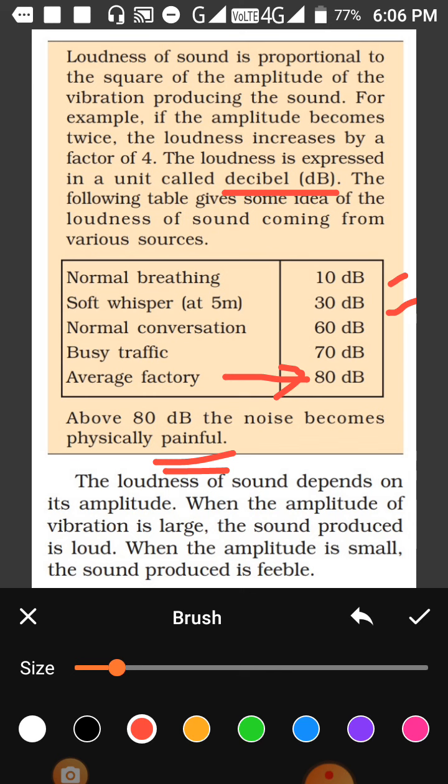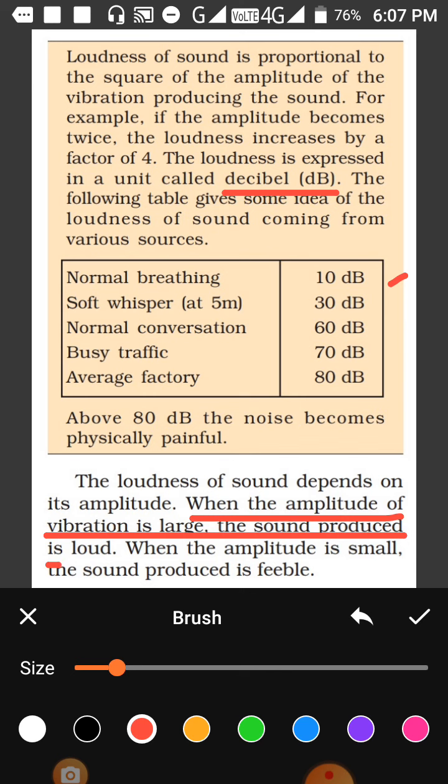The loudness of the sound depends on its amplitude. As we have read, when the amplitude of the vibration is large, then the sound produced is loud. This is important. When the amplitude of vibration is large, then the sound produced is also loud. And when the amplitude is small, then the sound produced is feeble or soft sound. So this portion is important.